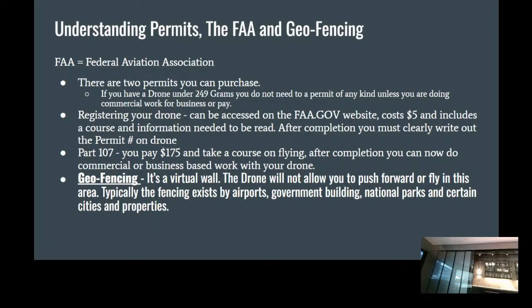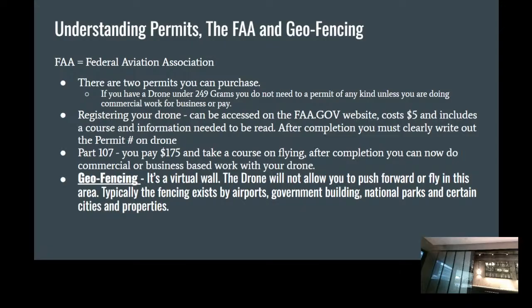Registering your drone can be done on the FAA.gov website. It costs $5 and includes a course of information needed to be read. After that, you clearly write the permit number on the drone, and if you're stopped for any reason, you then have that proof of registration. Now, that is only if your drone is overweight, over the 249 grams.